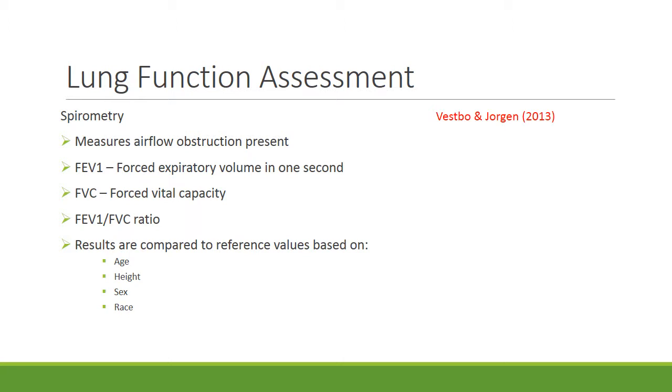This can be done using FEV1, which is forced expiratory volume in 1 second, FVC, which is forced vital capacity, and then a ratio can be found of both of those, which is the FEV1 to FVC ratio, which is a percent of the maximum amount of air that the person can blow out in 1 second compared to the amount of air that they can expire in one breath. The results are compared to reference values based on age, height, gender, and race.